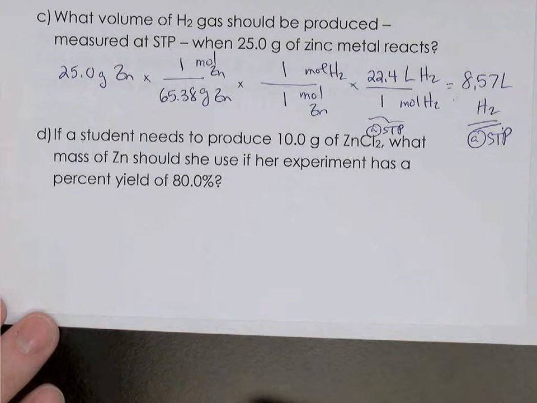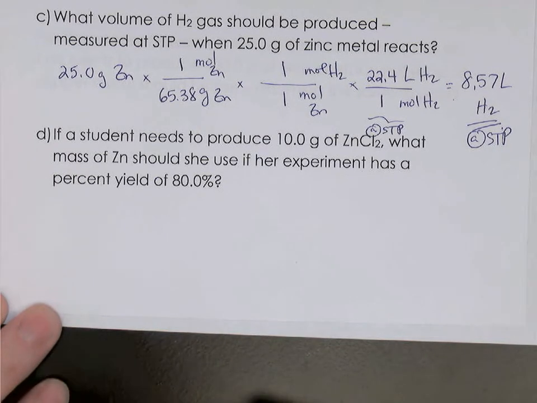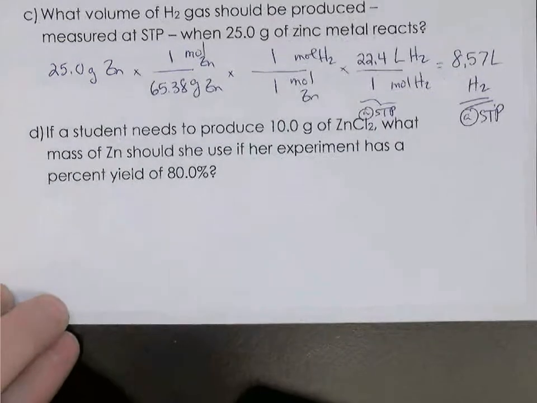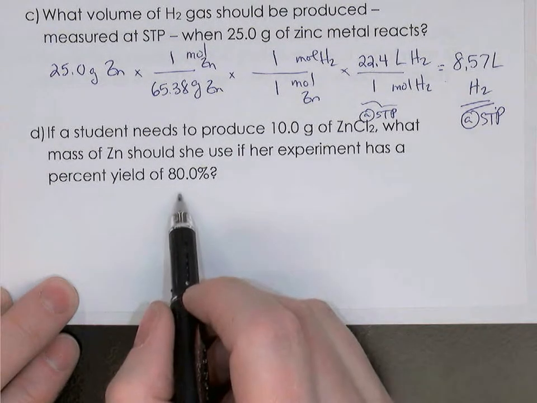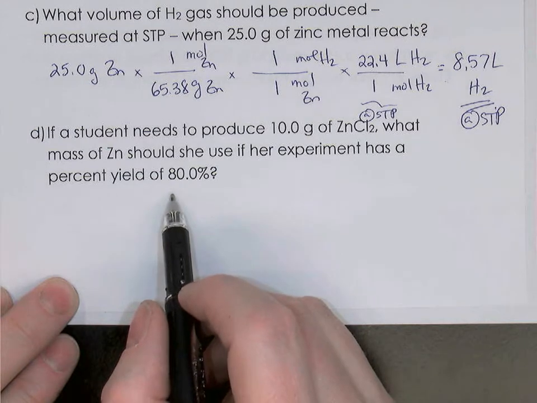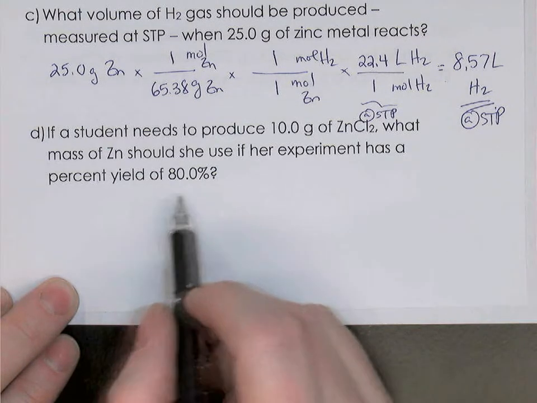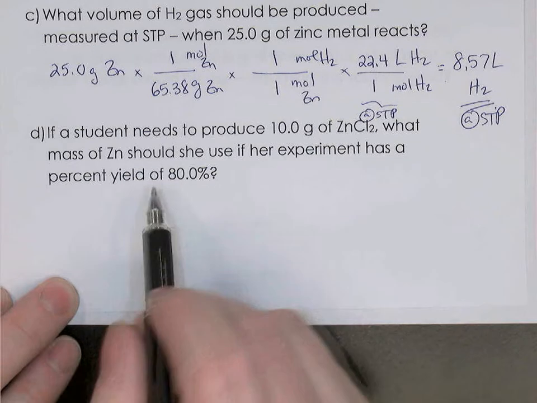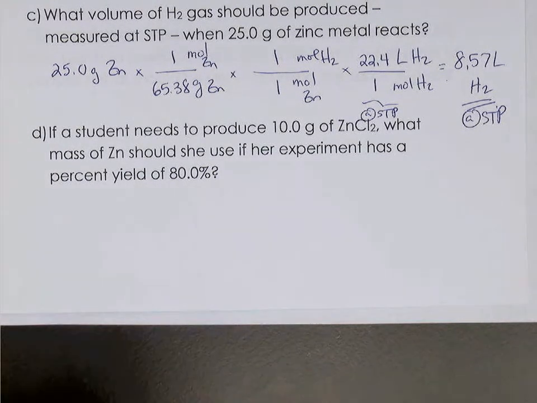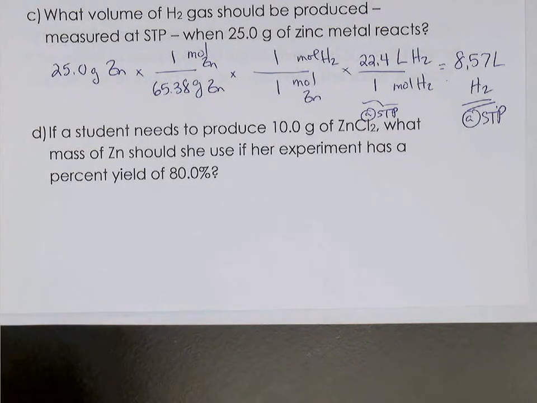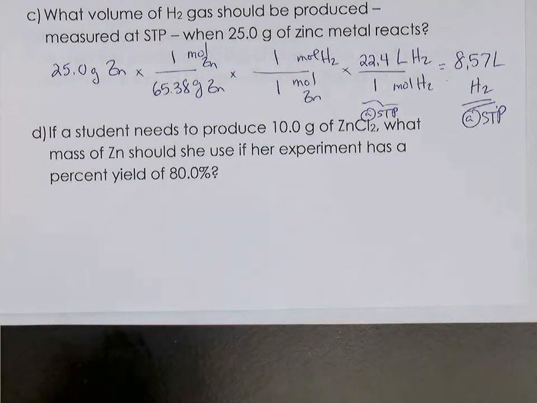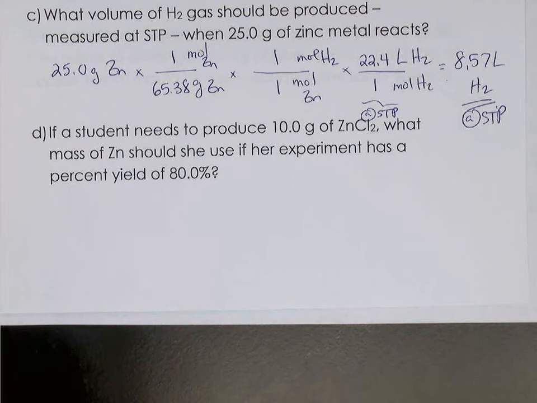The problem is that we're told that the experiment has a percent yield of 80%. So what do I do with that? Well, that means we're not going to make everything we thought we would make. Instead of getting 100% of what we thought, we're only going to get 80%. So if I need to walk out of my lab with 10 grams of zinc chloride, what should I aim to make? Should I aim to make 10 grams? Well, if I do, I'm only going to come out with 8 grams, 80% of 10.